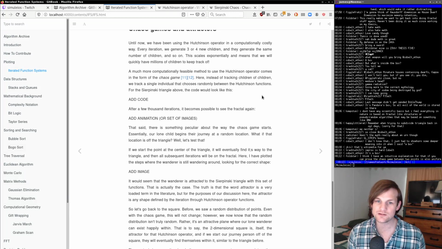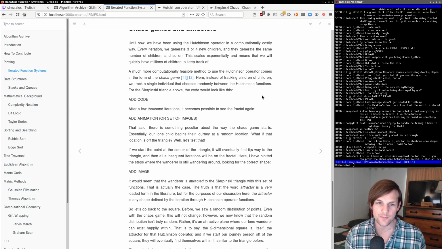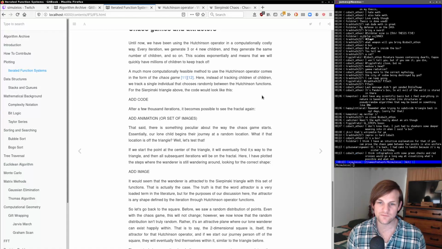After a few thousand iterations, it becomes possible to see the fractal again, and so we're going to add an animation of that. That said, there is something peculiar about the way the chaos game starts. Essentially, our lone child begins their journey at a random location. What if that location is off the triangle? Well, let's test that. If we start at a point at the center of the triangle, it will eventually find its way to the triangle itself.